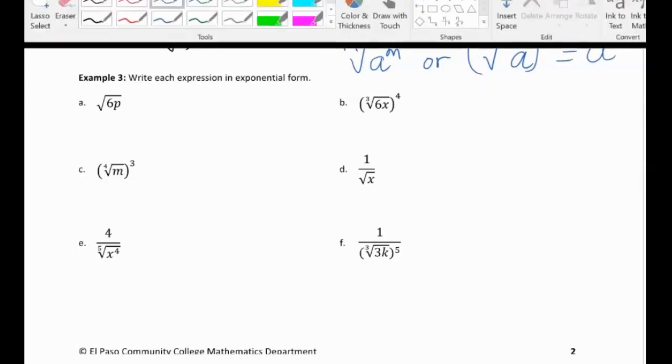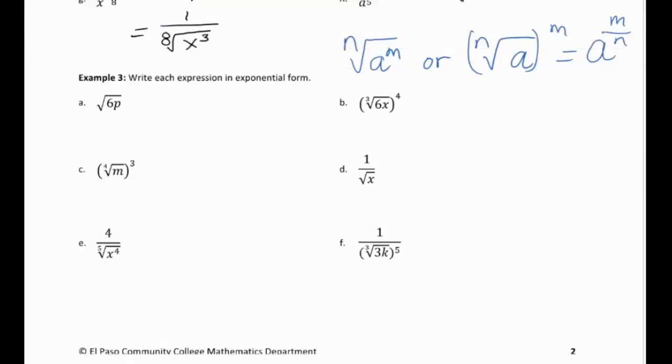All right, let's look at the first example. So we have the square root of 6p. Again, 6p is all inside the root. When it doesn't have an index outside, it means it's a 2. And here my exponent is a 1. So this is going to be 6p raised to the 1/2.